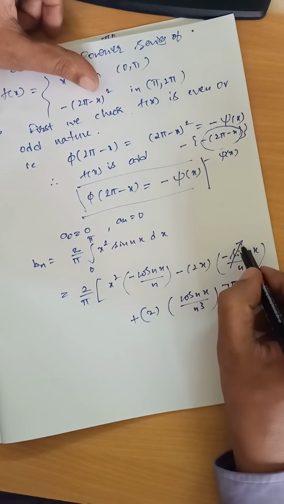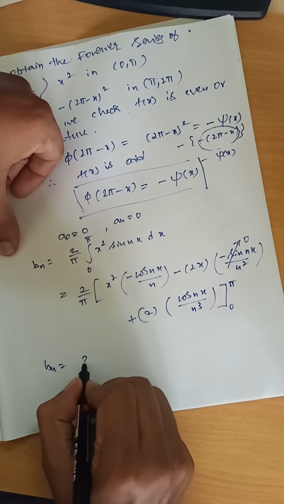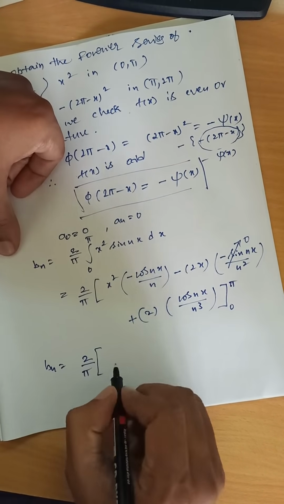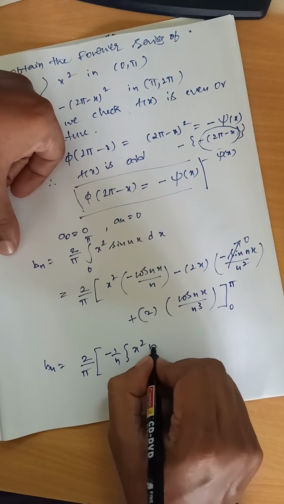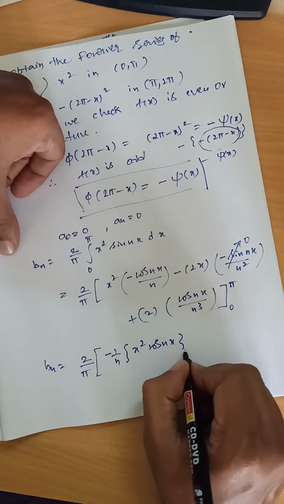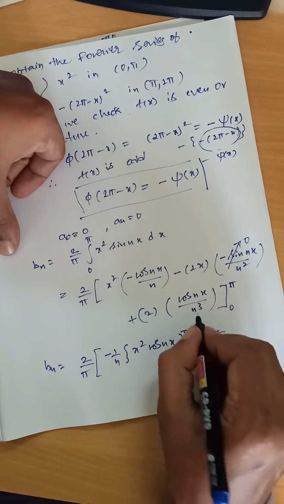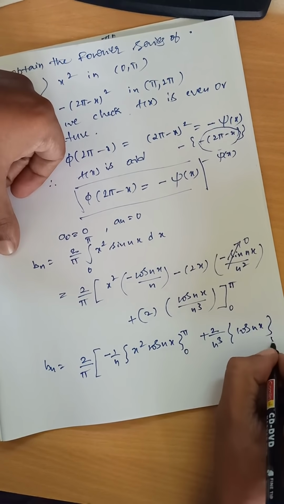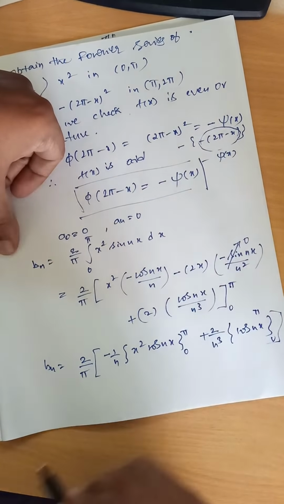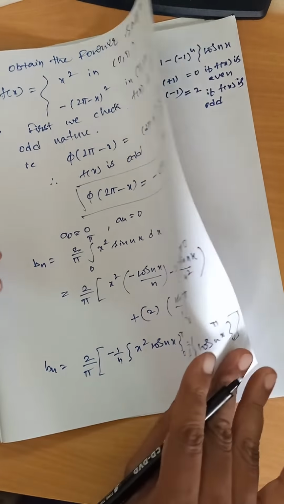Here apply pi or 0, sin term 0, bn is equal to 2 by pi outside common, inside minus 1 by n, x square cos nx 0 to pi, plus 2 by n cube outside cos nx 0 to pi. You have to write like this to conveniently apply the limit.